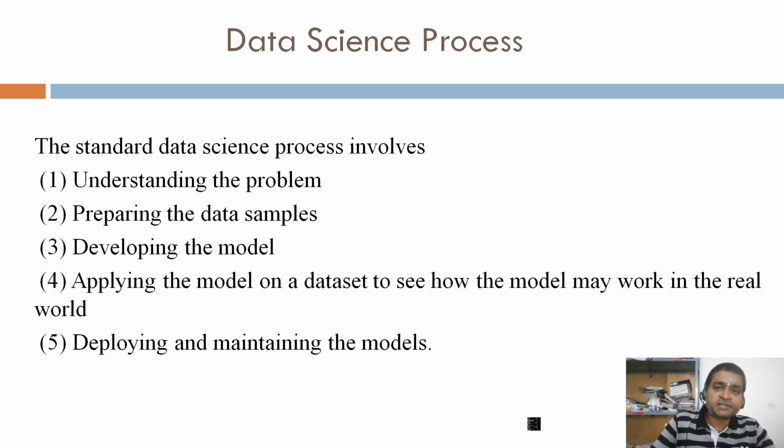What is the data science process and what are the various steps involved in the process of data science? The standard data science process involves the following 5 steps. Number 1 is understanding the problem. That is, you must clearly understand the problem which you are going to solve.